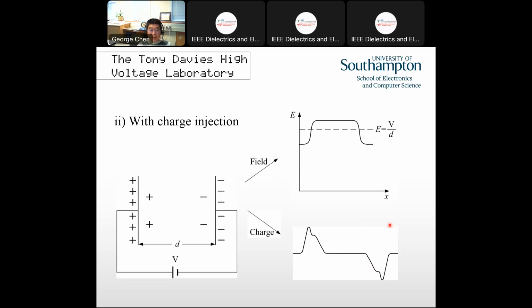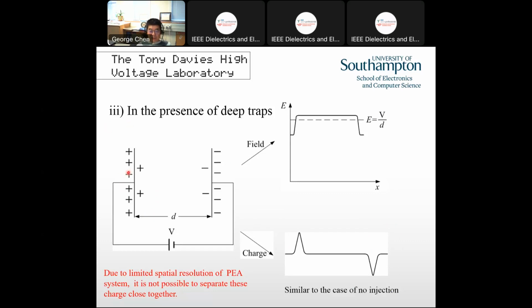And now let's consider the third scenario where we may have a nano-dielectric material involved. That means we'll have a charge injection, but the charge stays very close to the interface. In this case, if you look at the field, again we have a lower field at the interface and some field enhancement in the middle. But due to the limited spatial resolution of the PEA system, it's not possible to separate these two charges because they are very close. As a result, from the charge measurement point of view, we may still observe something similar to no charge injection. So that's the third scenario. That's what we most often observe in nano-dielectrics with a lower loading ratio.